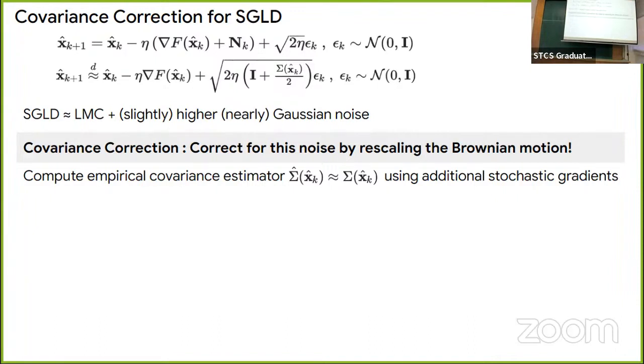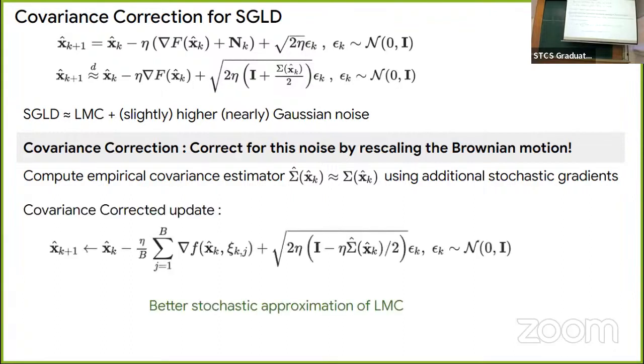We can use an empirical covariance estimator like sigma hat of xk, which estimates sigma of xk given a condition on xk, which can be done with an additional batch of size b. We expect to add an additional Gaussian noise, so we just go ahead and subtract it from the driving Gaussian noise, so that when we add this noise, it just cancels out and looks like a standard Gaussian. And we claim that this is a better stochastic approximation of Langevin Monte Carlo than SGLD.